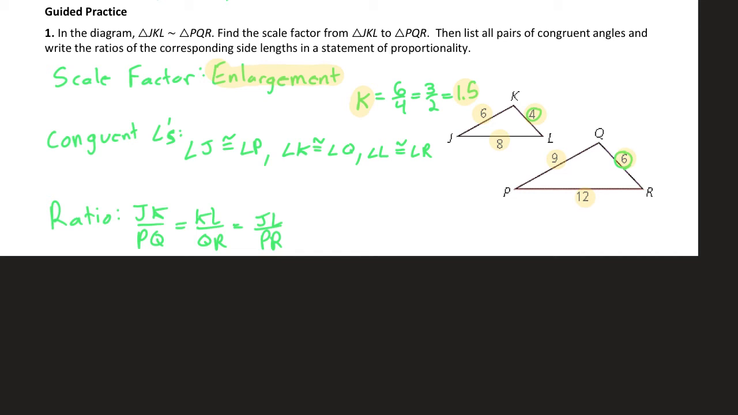And if you wrote this the other way, if you wrote PQ over JK, QR over KL, or PR over JL, it'd be the same thing. So if you wrote either of these, I would accept either as your ratio of side lengths, okay? Because as long as all the sides from JKL and PQR are on the same, either all on the top or all on the bottom, we're good.